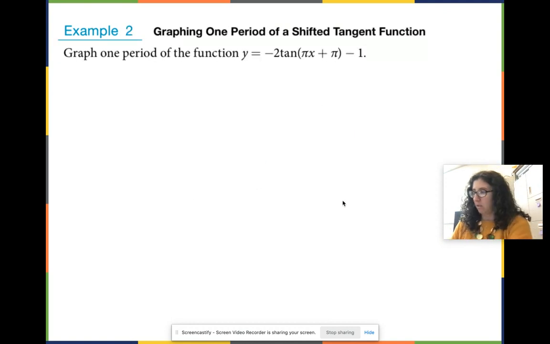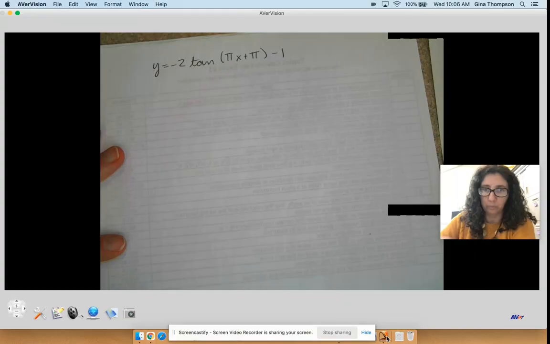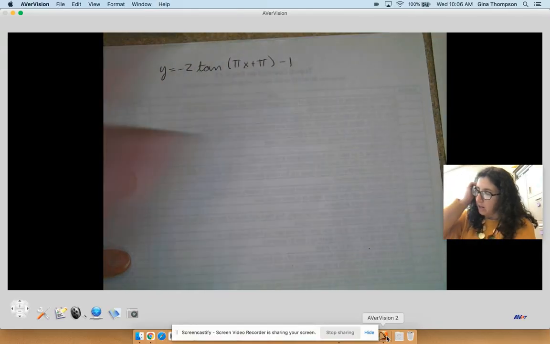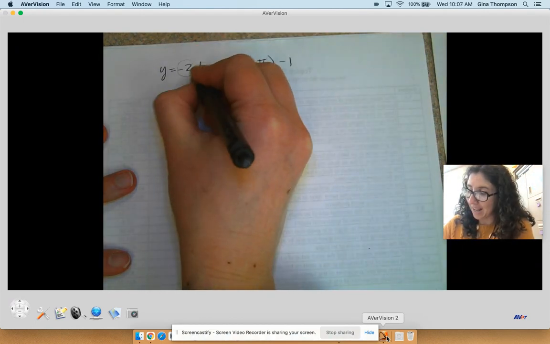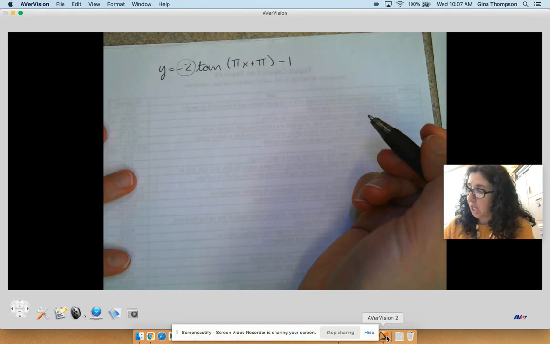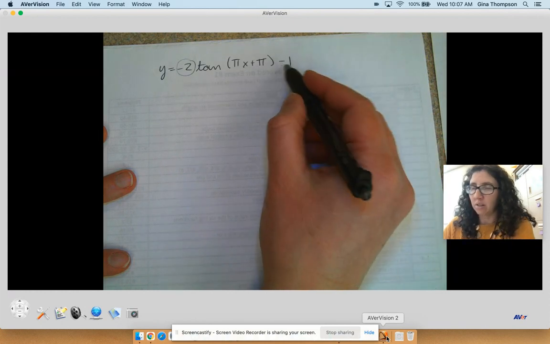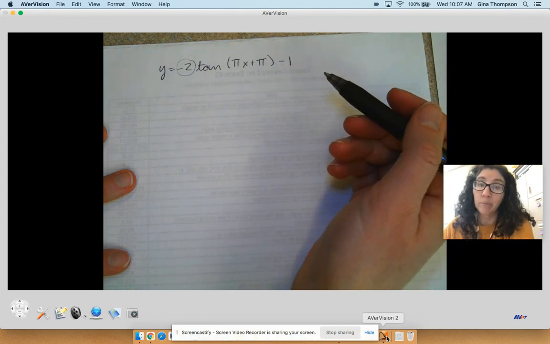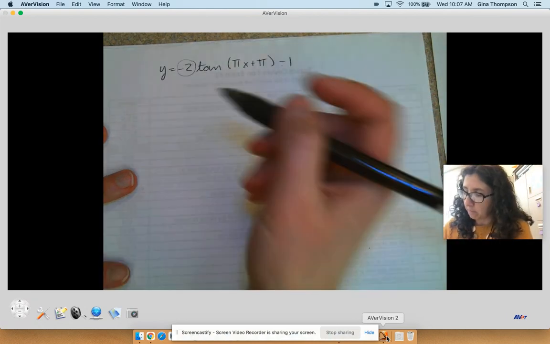All right, let's do another one. Graph one period of y equals -2 tangent (pi x plus pi) minus 1. So let's go back. All right, let's graph a cycle of this. A few things to notice. We've got an amplitude and a reflection. And it looks like we have a horizontal shift as well. Ugh. And I just told you we don't have this very often, but here we do, a vertical shift. All right, this is like the works, the whole thing.